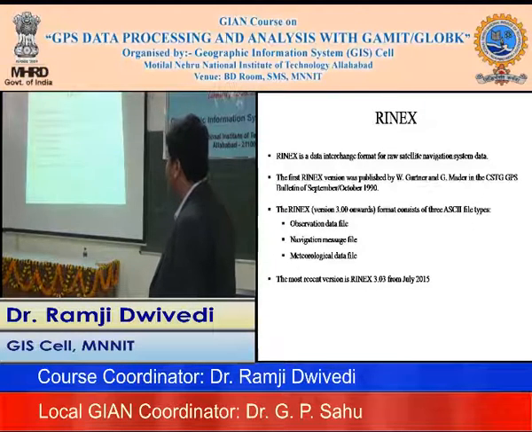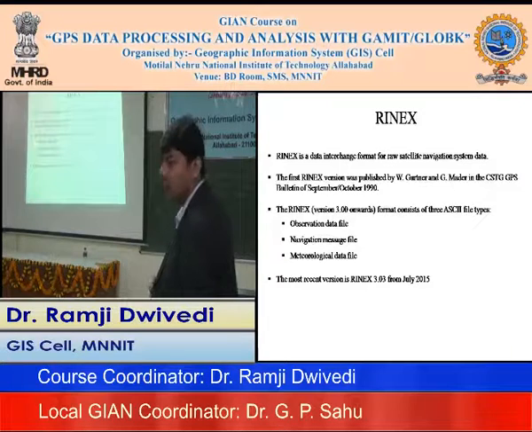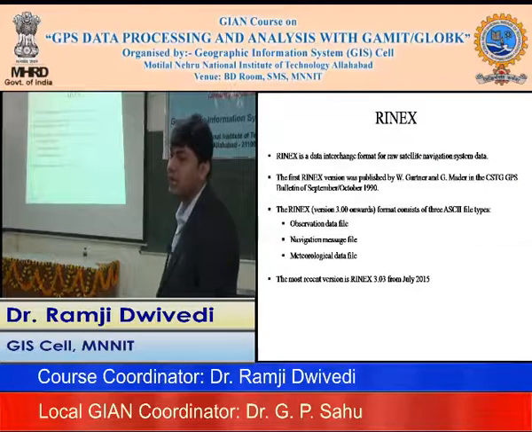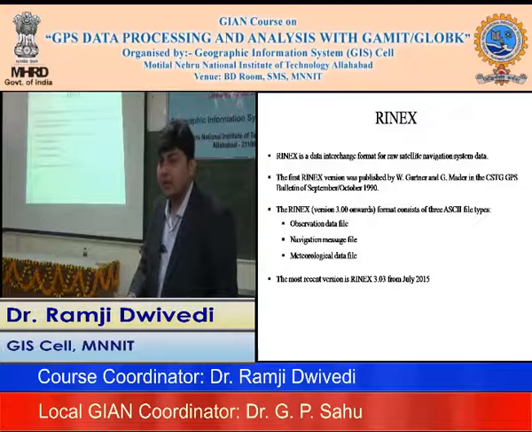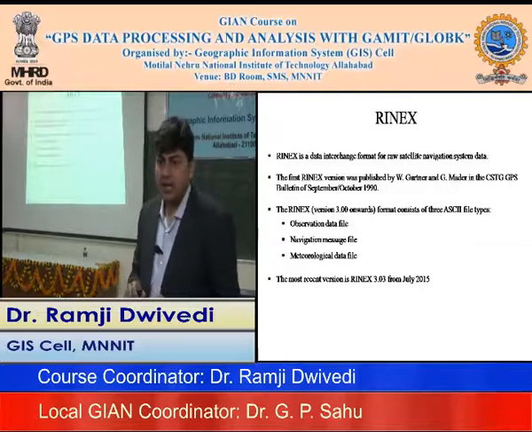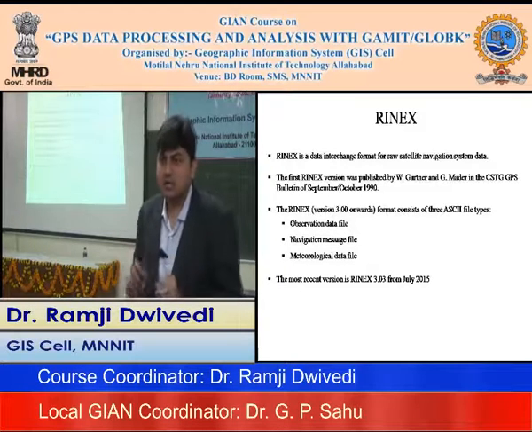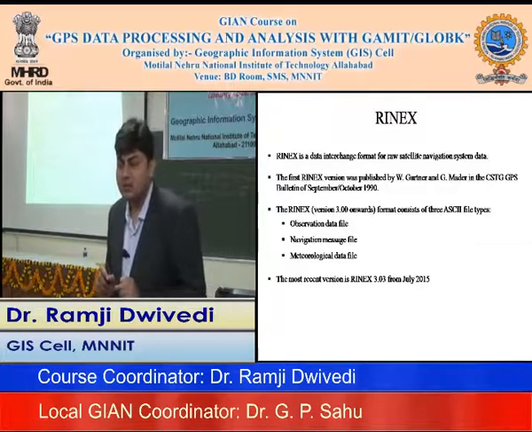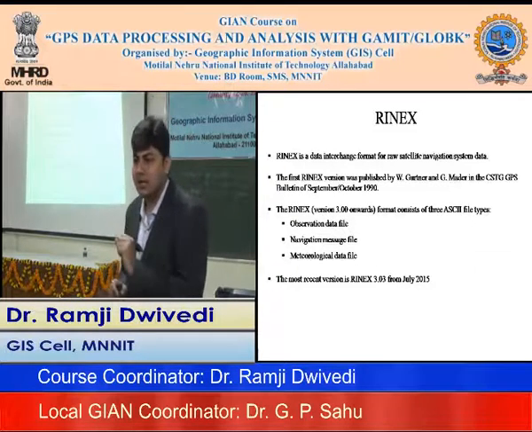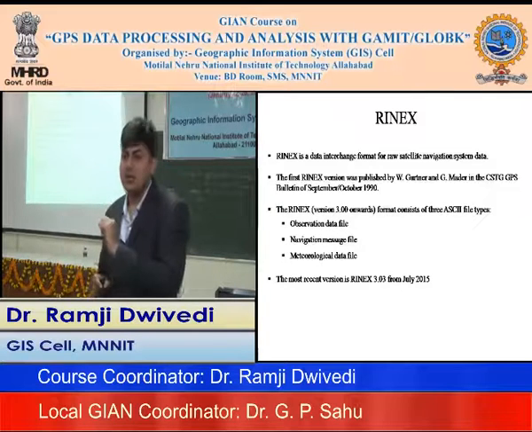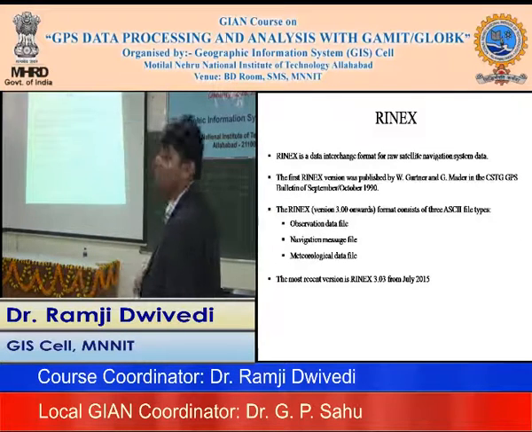RINEX contains 3 files. When you open the zip file of any RINEX data, you have the observation file, the navigation message file, and meteorological data. Generally we use the first 2, isn't it? In the GAMIT folder you should check what types of folders you are creating: one is RINEX, one is BRDC, another is IGS. You should understand what the RINEX folder contains, what the BRDC folder contains, and what the IGS folder contains, so that you understand what products you are using.